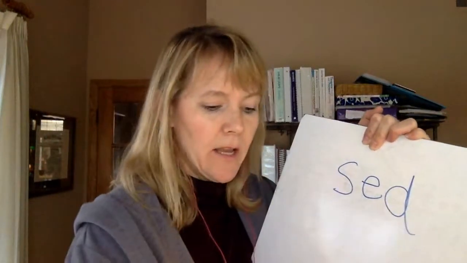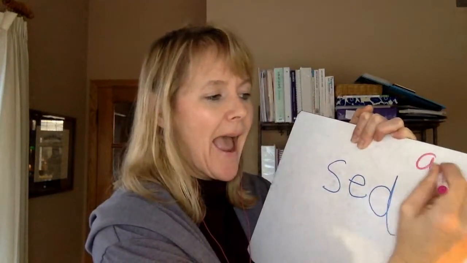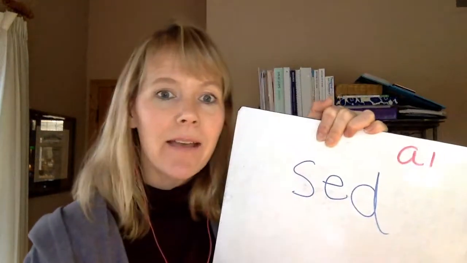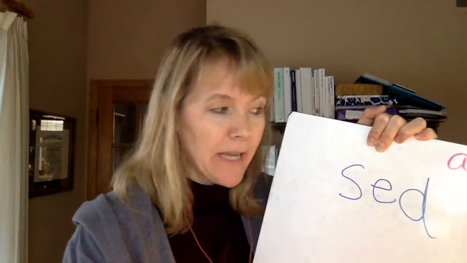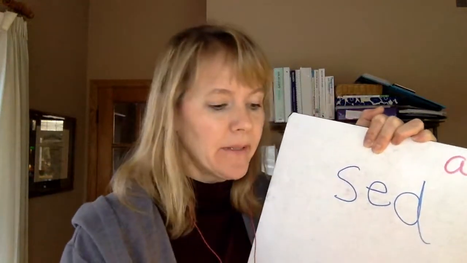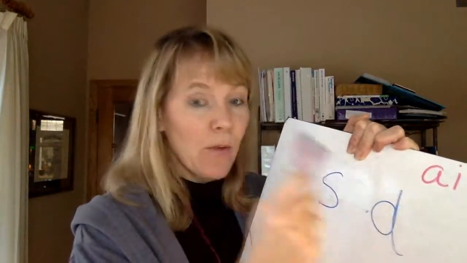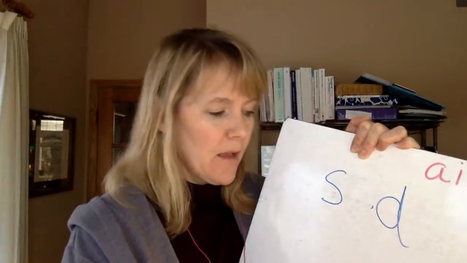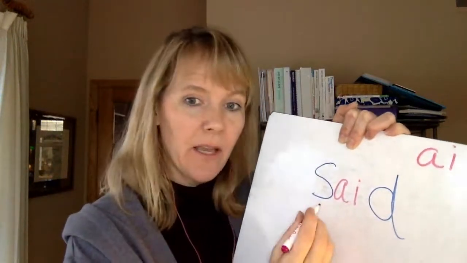You leave it there and you say, well, it's kind of a weird thing. This is the ai in said. Isn't that funny? It doesn't come up very often like that. I bet a long time ago they might have said said, but now it's just said. So how would you fix this? Okay. And I want you to do it in a different color. Said. Okay. Say each sound separately.